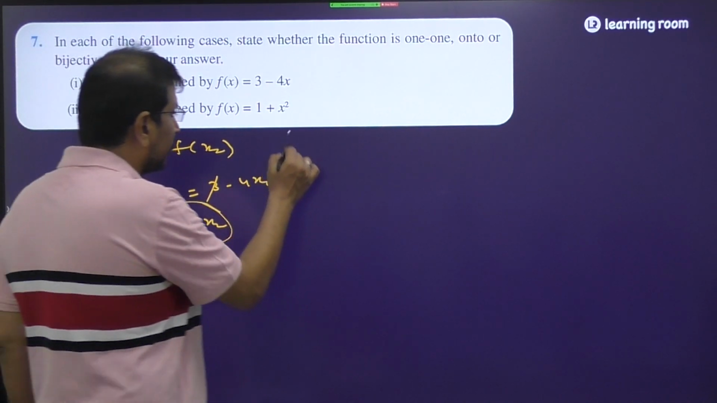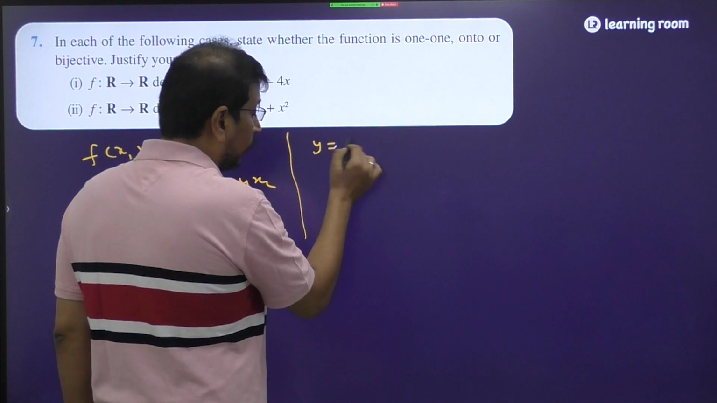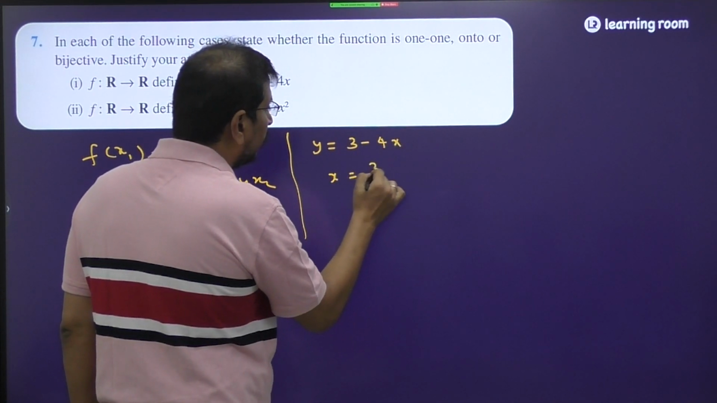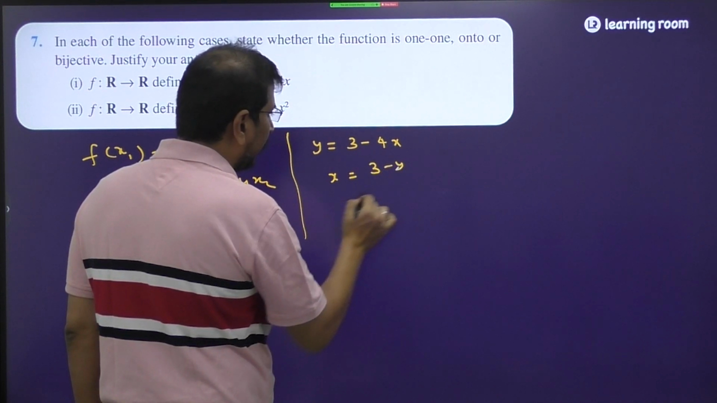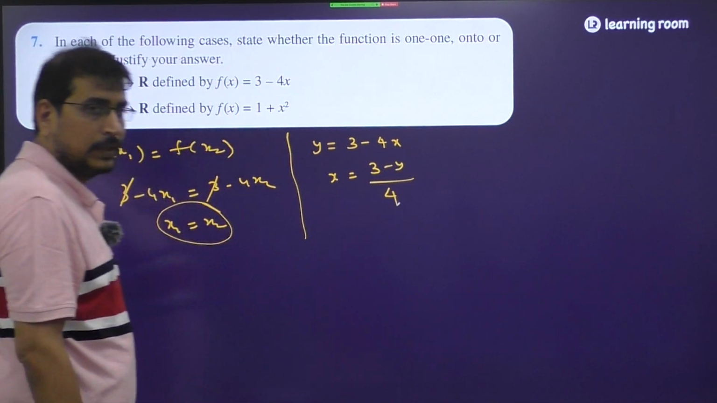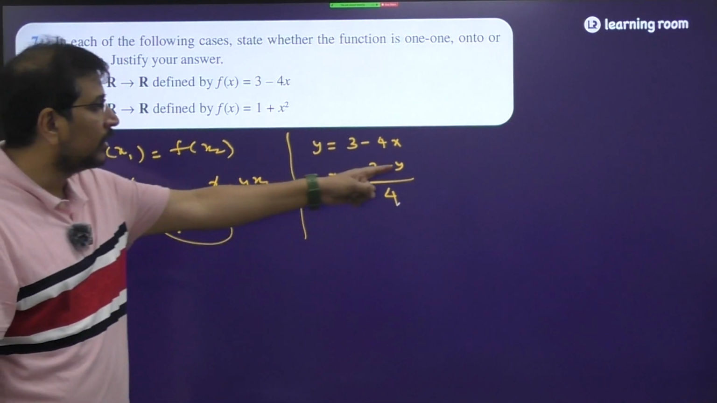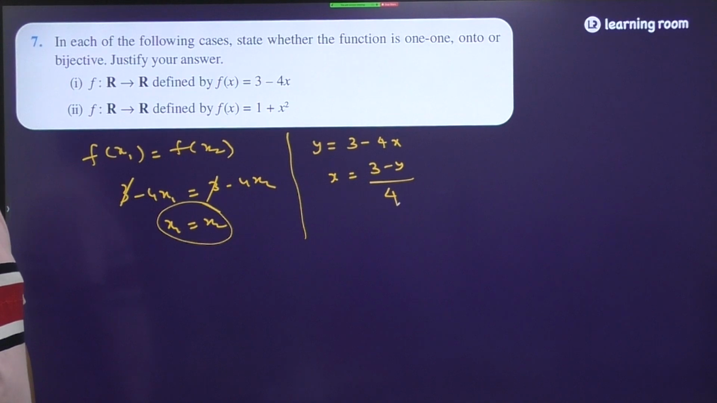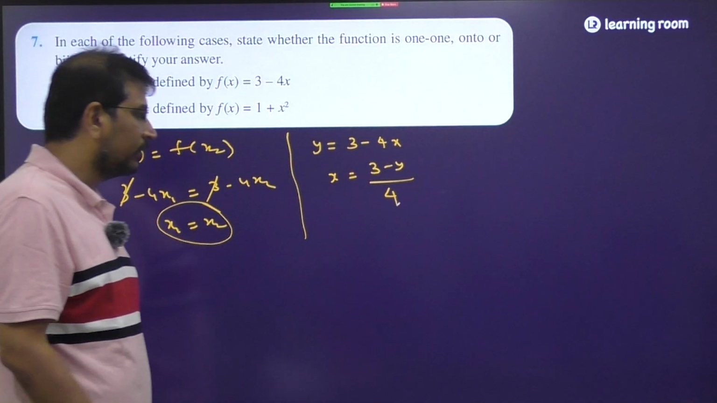Then what about the range? Sorry, onto function. y is equal to 3 minus 4x. x will be equal to (3 minus y) by 4. Right. So for every real number that you substitute here, are you getting a real number? Yes.